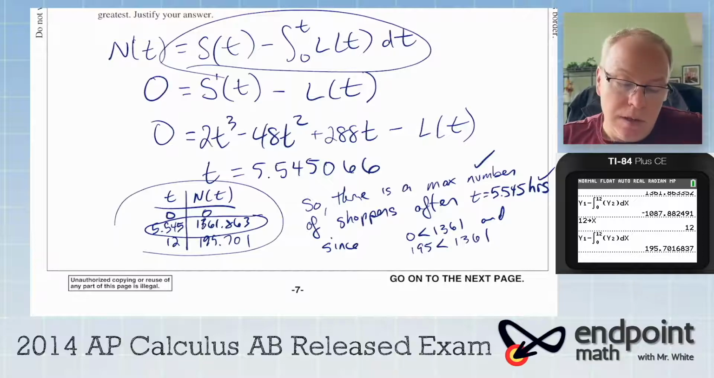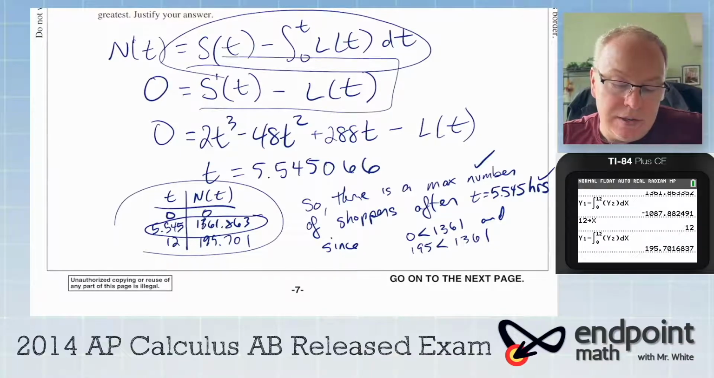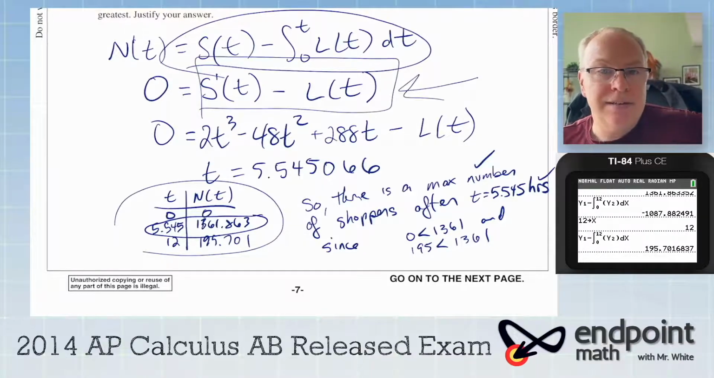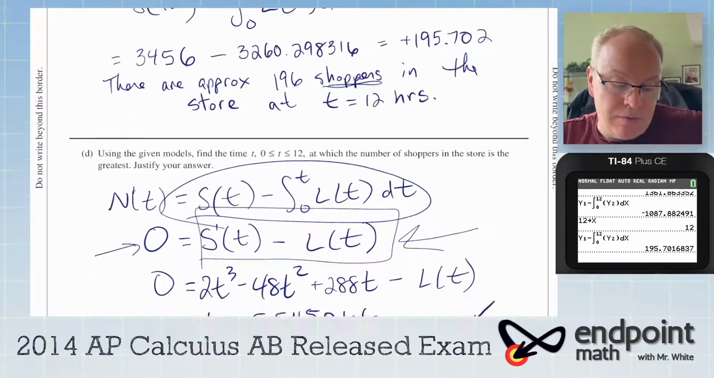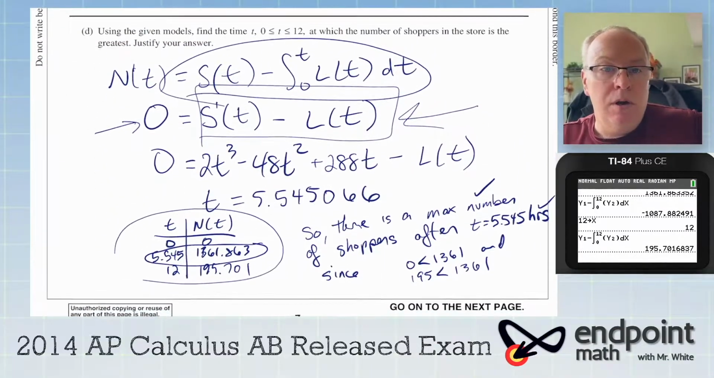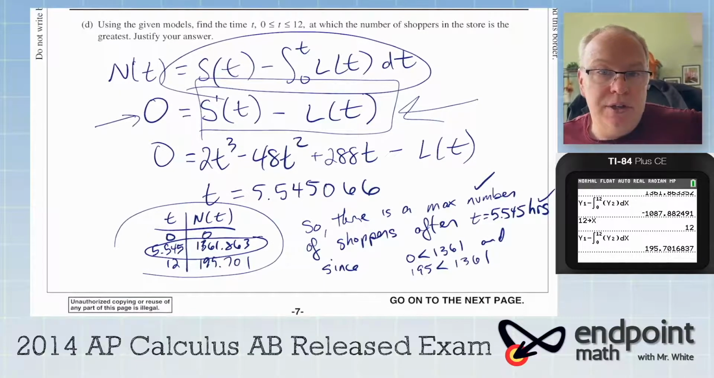So the important thing in the rubric is that you wrote that somewhere, and that you were analyzing that for where it hits 0. All right, we'll go on to the no calculator section next. So hopefully this is helpful.